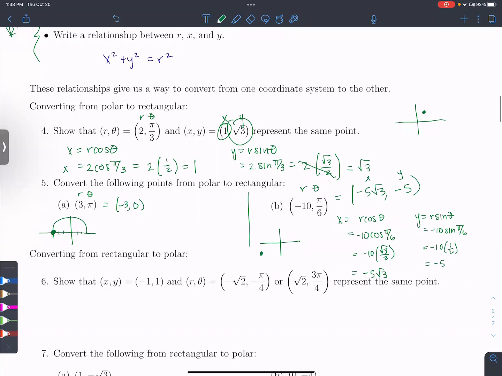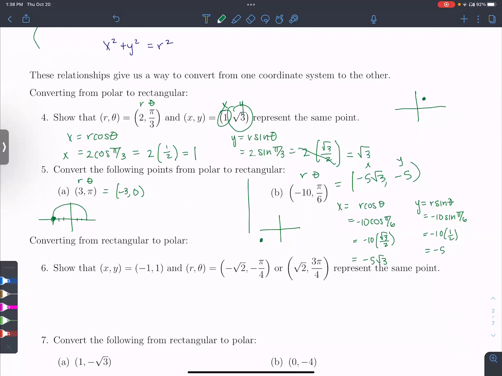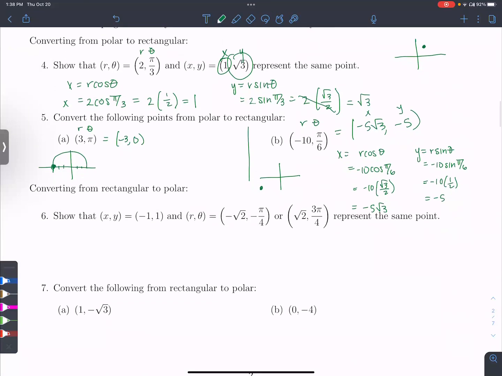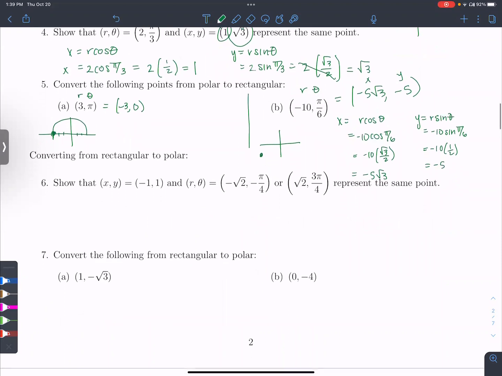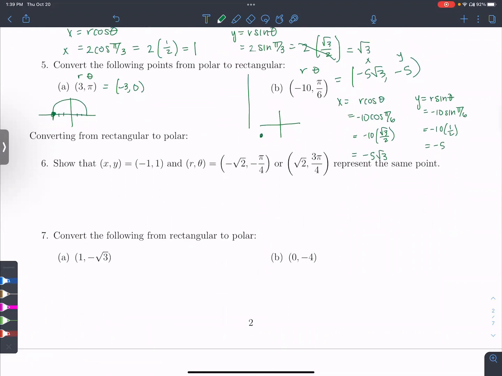Okay, now converting from rectangular to polar, we have some options here, and so these are a little bit trickier. Let's do number 6 first. We're always going to sketch these things to help us. So the xy ordered pair is -1, 1, so that would be here. And then we're going to use those formulas. So x squared plus y squared is r squared, and tangent of theta equals y over x.